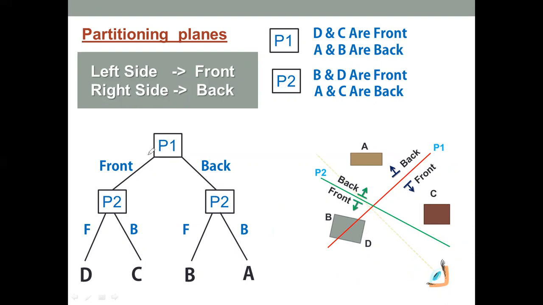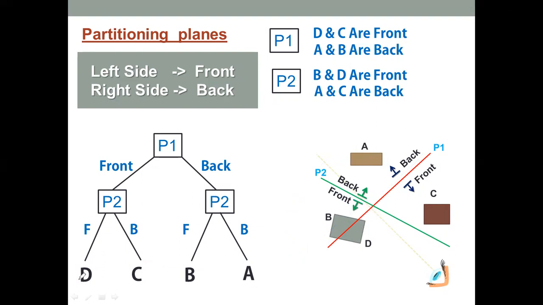Likewise, we can consider P1 front, P2 back. The C object has both planes. So we use C. And P1 back and P2 front. That means object B. Likewise, we can fill all these and come up with these leaf nodes. So this is the example which can be figured out from these objects.